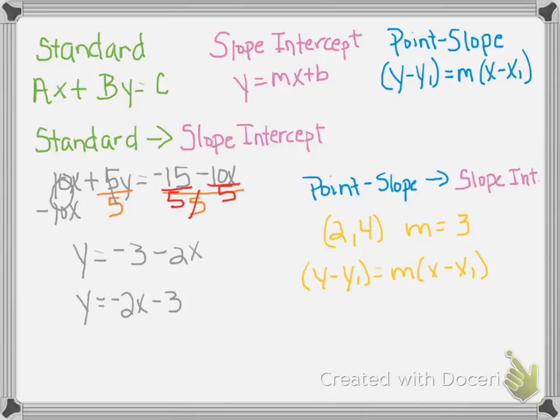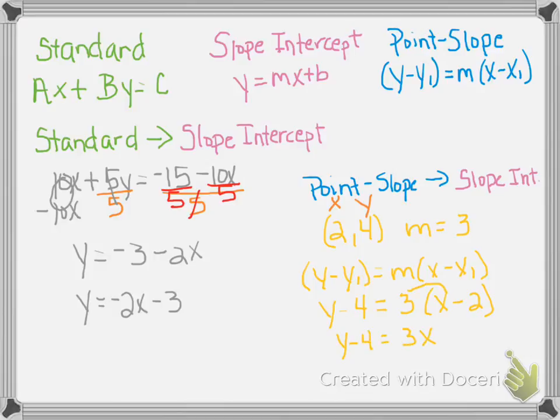And another thing that I tell the students to do is to label your x and your y, so that we know how to plug it into the equation. So we have y minus 4 equals 3 times x minus 2. So we write our y minus 4 down.